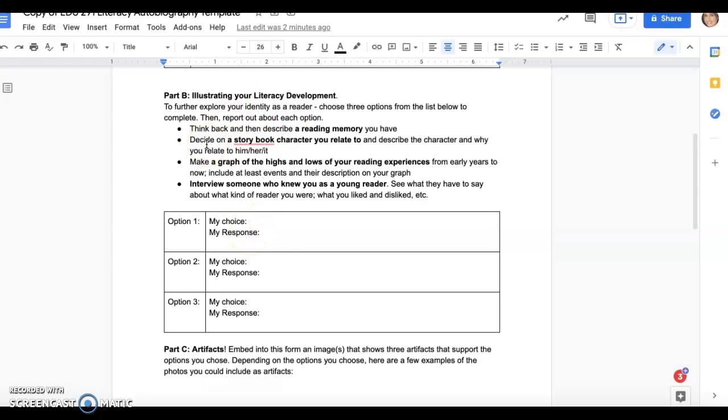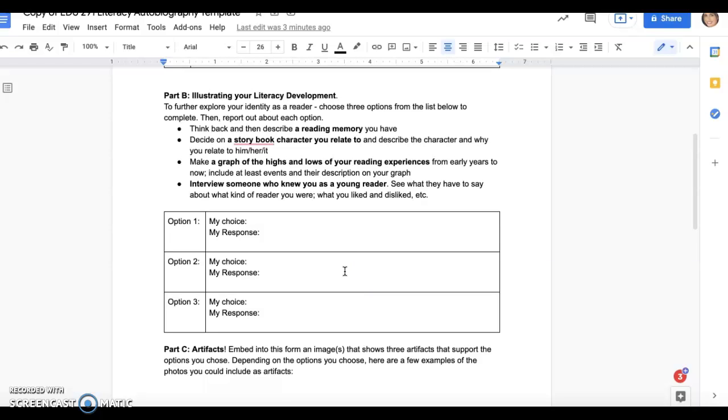Number 2, you can choose to decide on a storybook character that you can relate to and describe the character and why you relate to him. So say you love Harry Potter and you really identify with Harry Potter, you can put option 2 and then describe what character that you relate to and why.